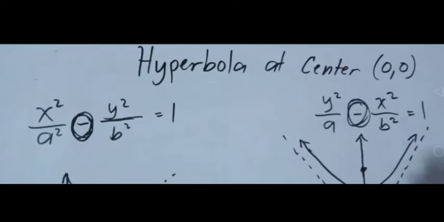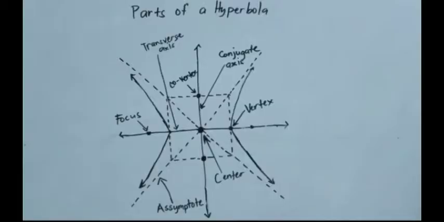And we should note that we can only call the standard equation an equation of a hyperbola if the symbol in the middle of x squared and y squared is subtraction. And a squared always comes first, even if x and y interchange. Before we proceed with an example, let me first show you the parts of a hyperbola.